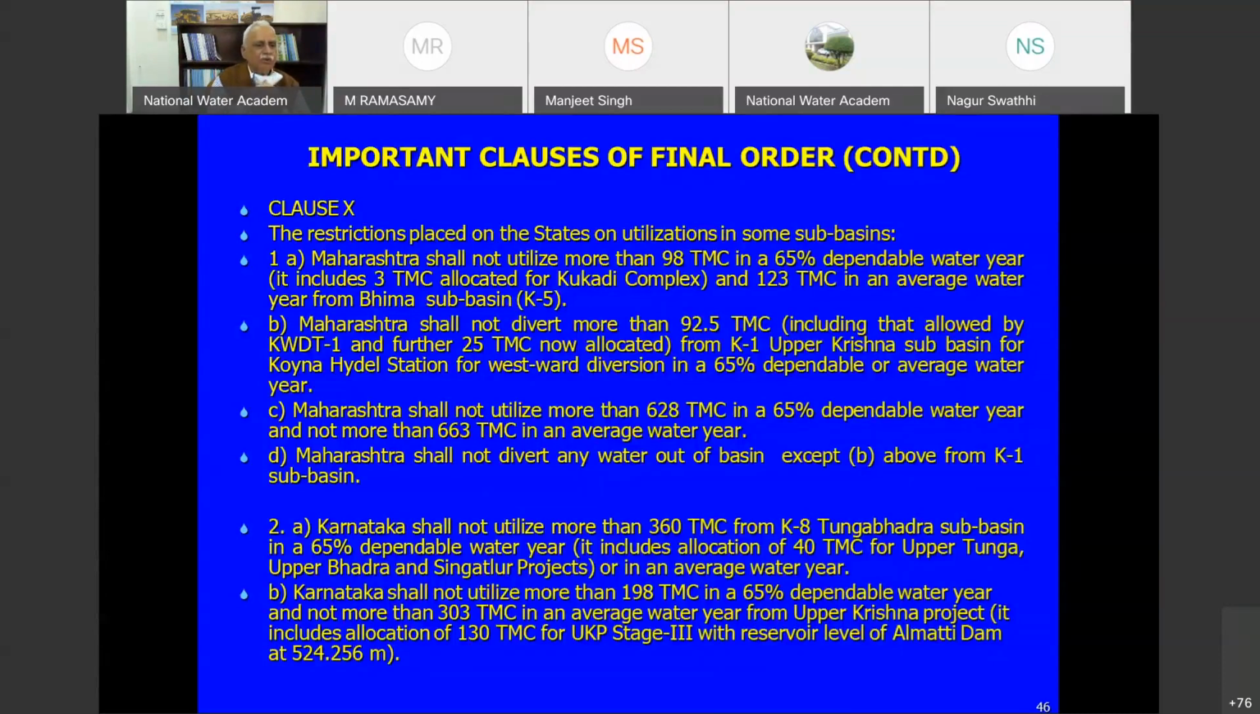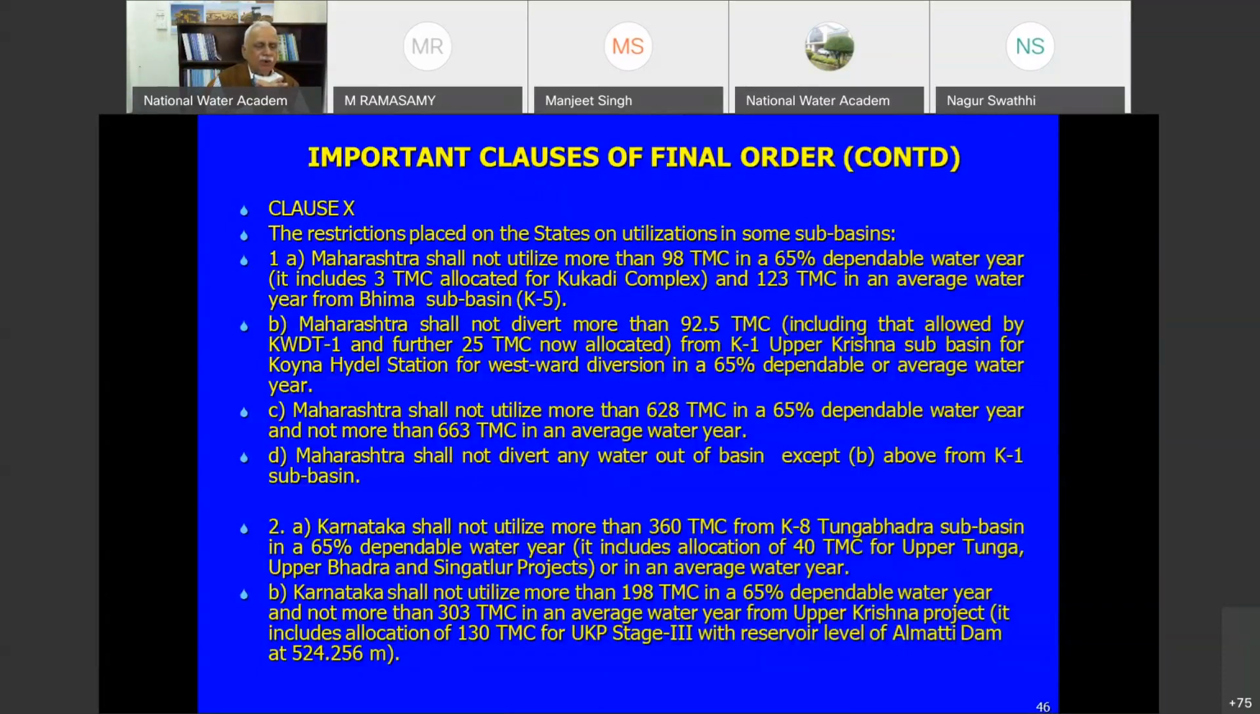Maharashtra shall not use more than 620 TMC in a 65% dependable water year and not more than 663 TMC in an average water year. These figures are because TMC is to be released by Maharashtra for environmental flows. Maharashtra shall not divert water out of basin, except as in B above, from Krishna sub-basin.